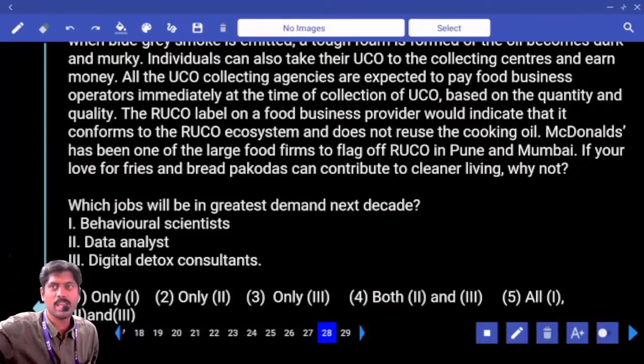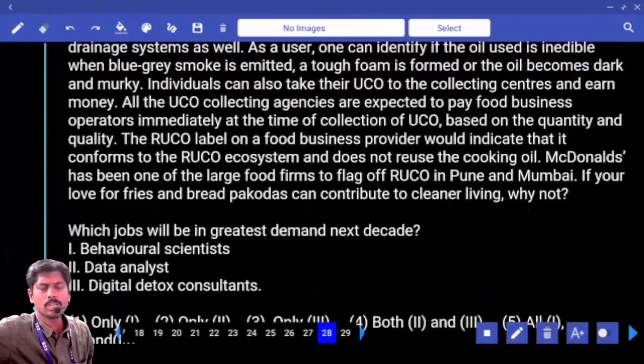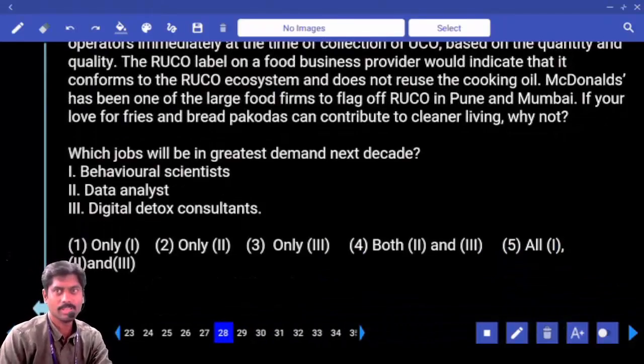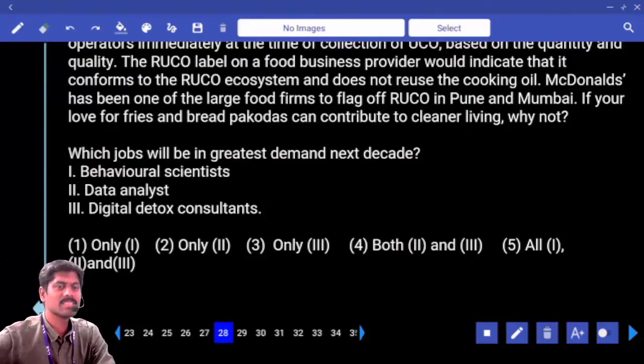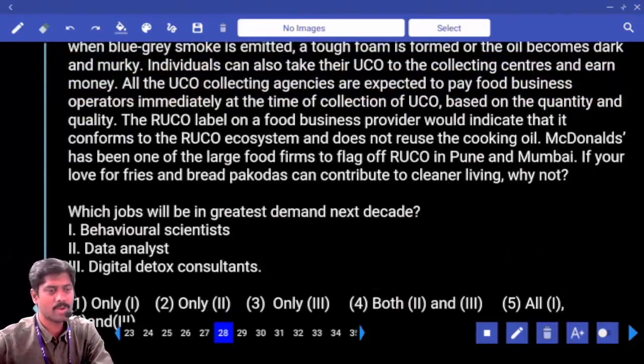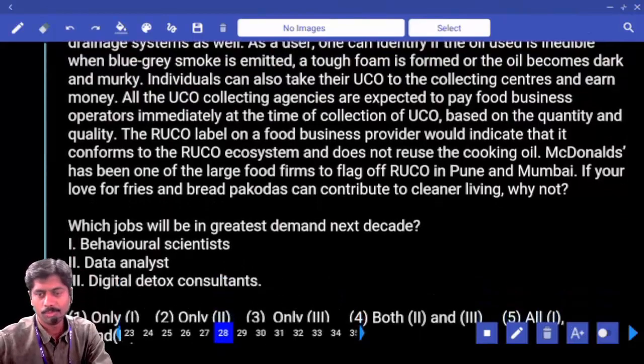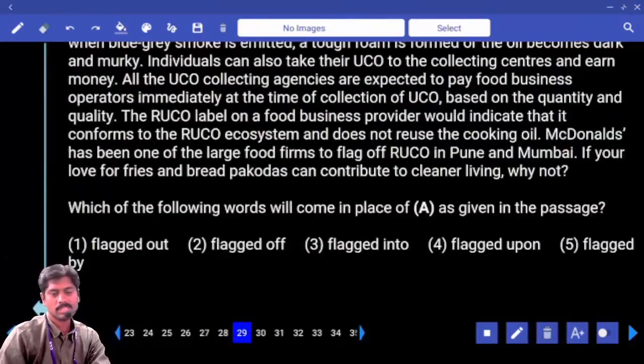Digital detoxification happened. So, is he talking about digital detoxification? He is talking about food. Behavioral scientist, data scientist. I guess the question is out of syllabus. Yes? The passage is about health. If it is related to health, I would accept. Because oil, reuse oil, food. Skip the question.